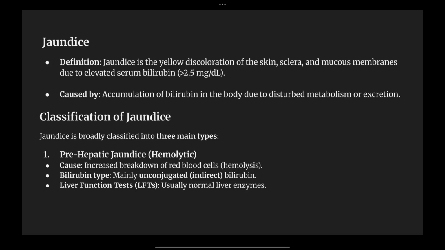The classification of jaundice: we can see there are three main types of jaundice. The first one is prehepatic jaundice, which is also called hemolytic. This is caused by the breakdown of red blood cells, or the red blood cells bursting inside the body itself, which is hemolysis happening inside the normal blood vessels. The bilirubin type is mainly unconjugated bilirubin. It is an indirect bilirubin.